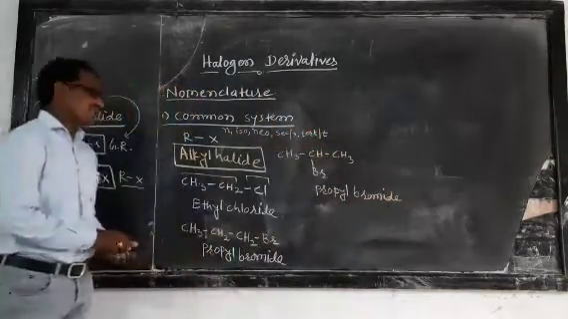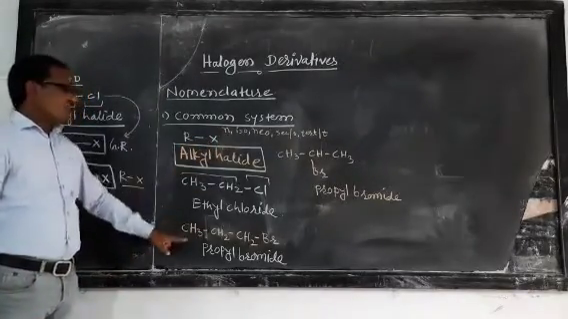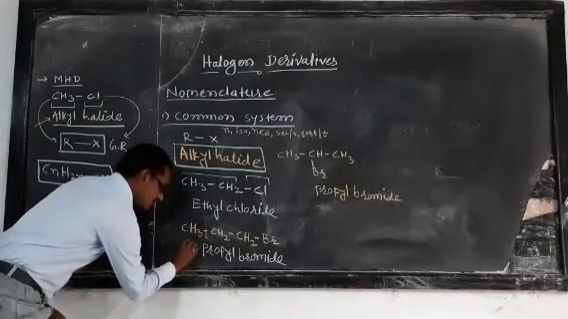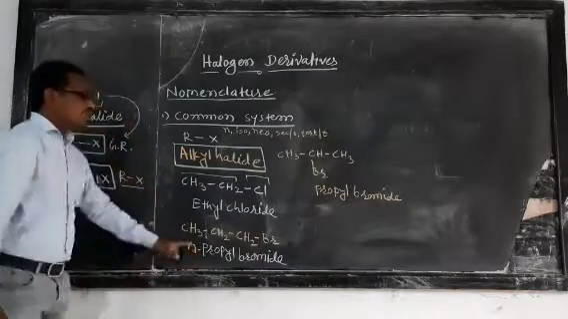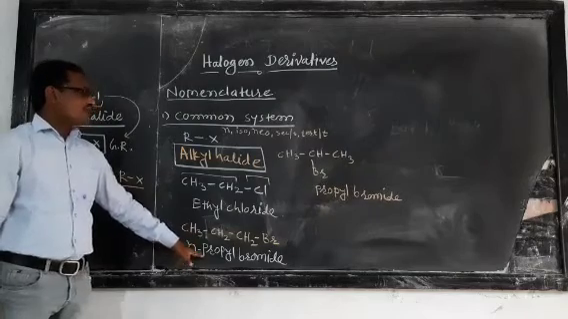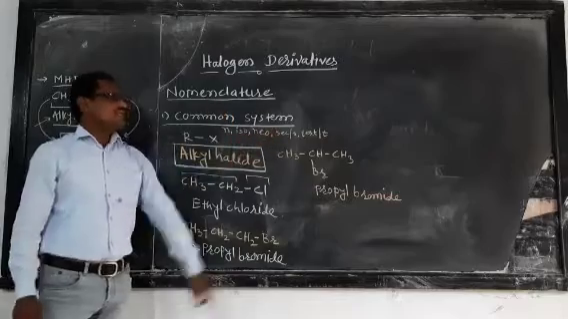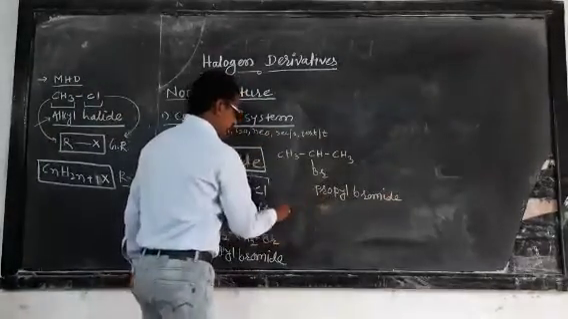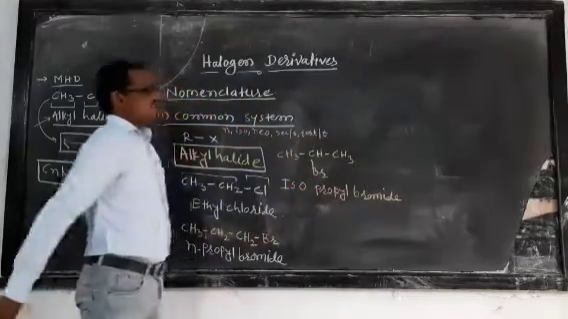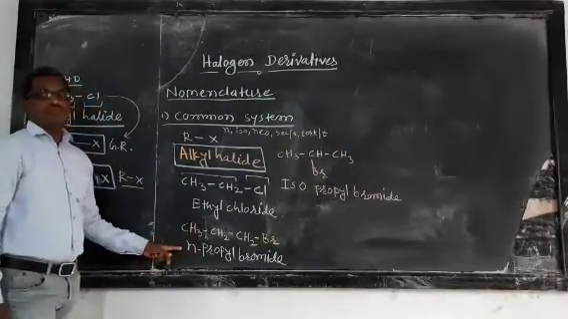But this is not right. If there is a straight chain, at that time we have to select prefix N: N-propyl bromide. If the chain is straight, then we have to use N. If there is branching, then we have to use iso, neo, secondary, tertiary, this way. And here comes iso. The name of this structure is isopropyl bromide, and the name of this structure is N-propyl bromide.